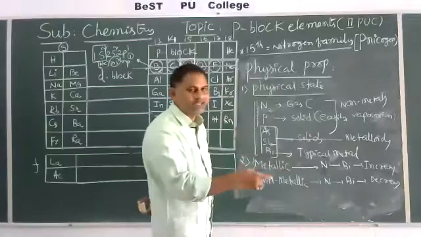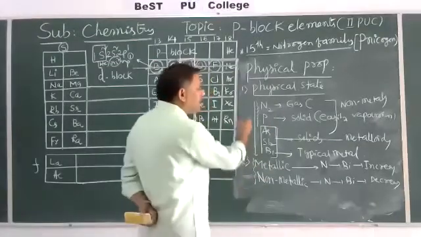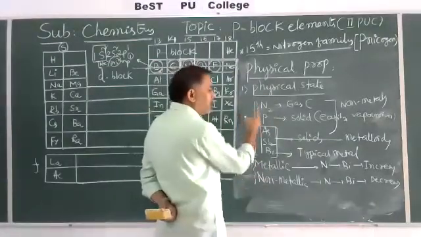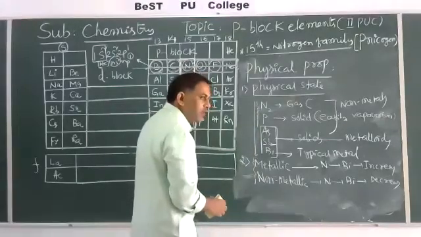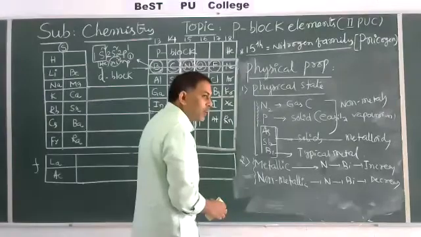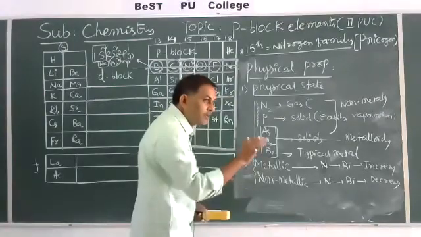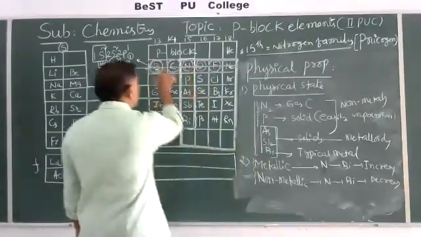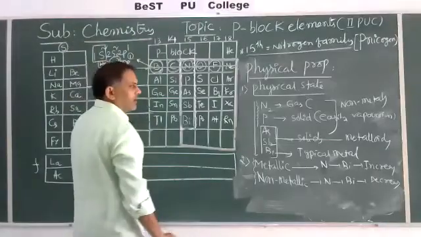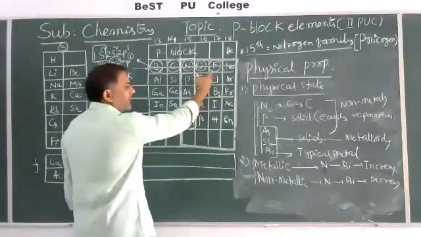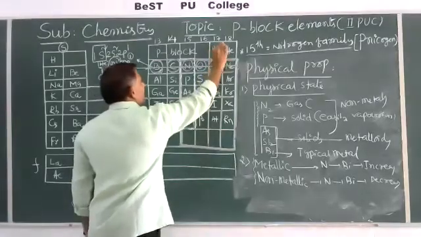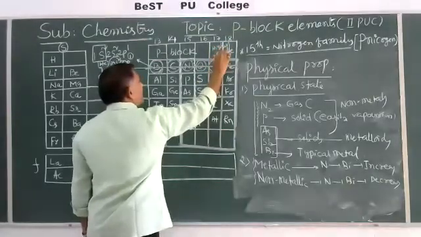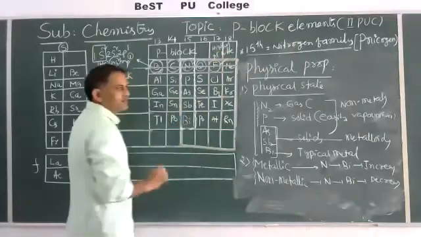bismuth decreases. So on the basis of this, when metallic character increases, what happens? Electropositive character increases from top to bottom, and electronegativity decreases. See, observe here in the long form of the periodic table, among all known elements, the highest electronegativity element is fluorine.